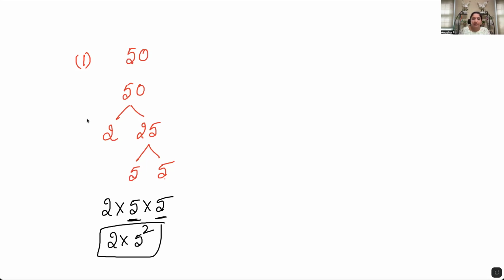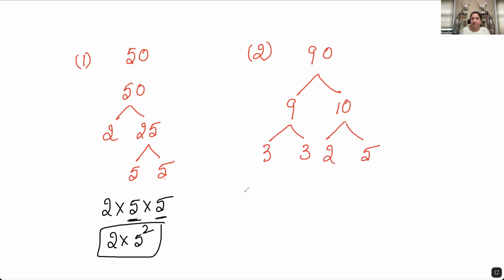Coming to the second example, 90. We can write it as 9 times 10. But 9 is not a prime number. It has factors. 9 has 3 and 3 as factors. 10 is 2 and 5. Now 3, 3, 2 and 5 are all prime numbers. 90, we can write it as 2 times 3 times 3 times 5.